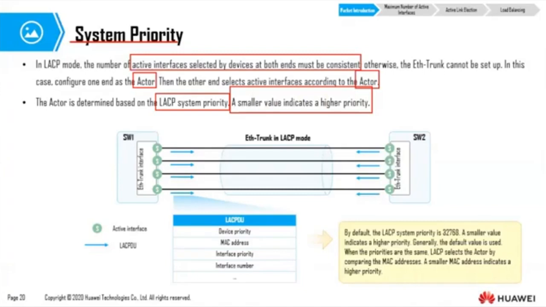Where do we get the LSCP priority? On the LSCPDU, here, the device priority. Now, by default, just like in STP, the priority is 32,768.